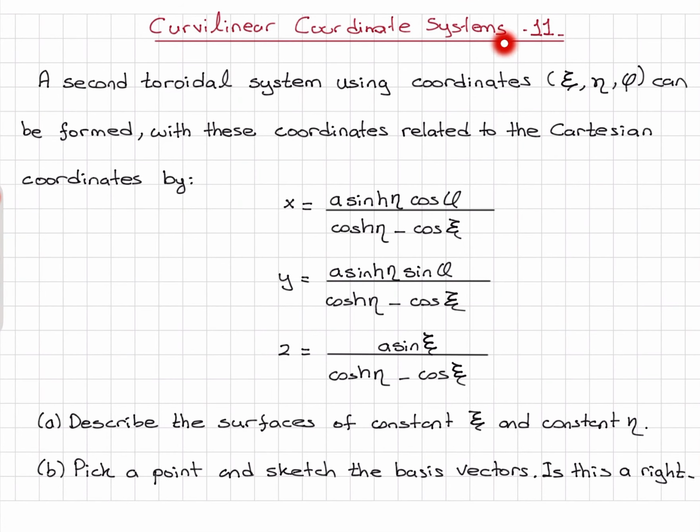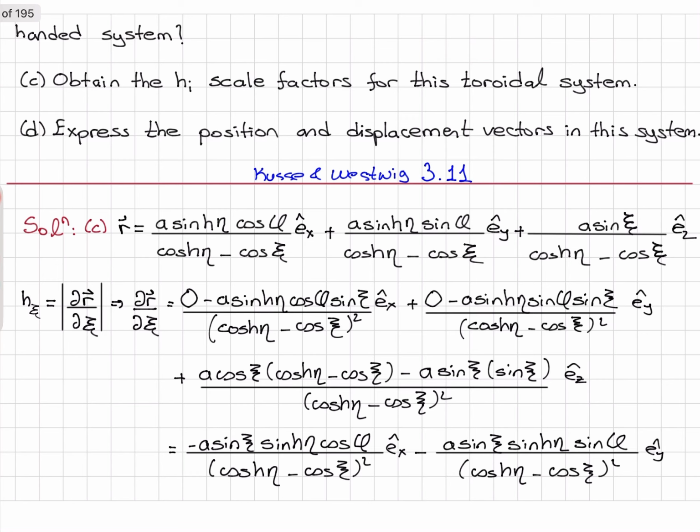Curvilinear coordinate systems 11. A second toroidal system using coordinates xi, eta, and phi can be formed with these coordinates related to the Cartesian coordinates by this set of equations. And we already talked about part C, which is obtain the scale factors for this toroidal system. Now we're going to talk about part D, express the position and displacement vectors in this system.